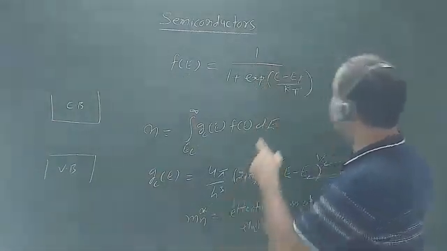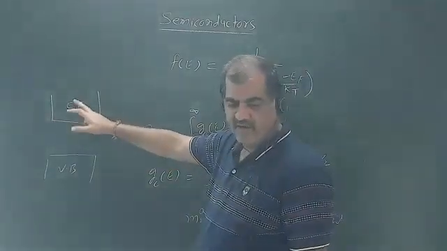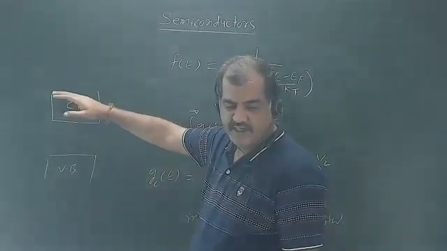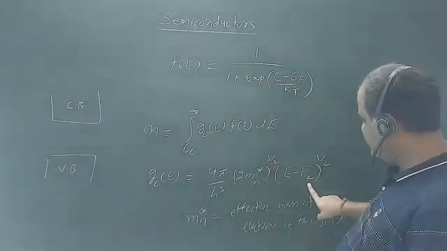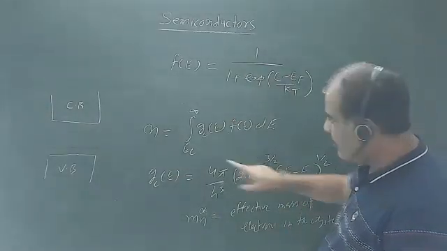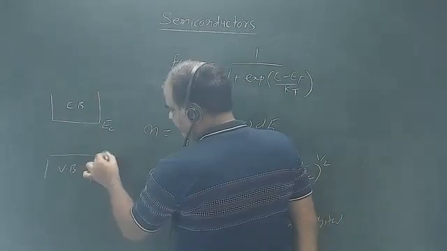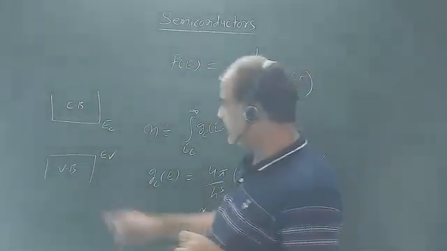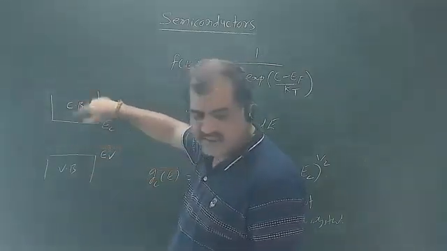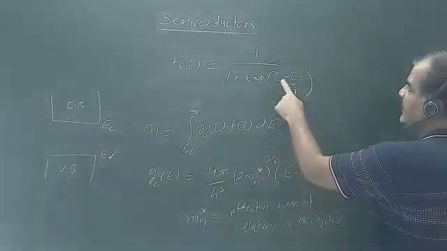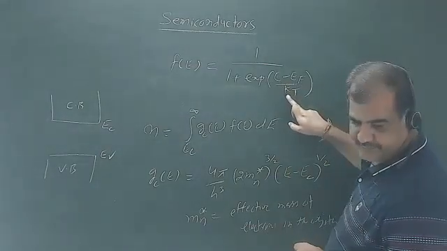Now E minus EF. I want to calculate the number of electrons in the conduction band, so my energy is E minus EC, meaning E is above the conduction band. This is the bottom of the conduction band, and this is the top of the valence band. Since I want the electron concentration here, all levels will be greater than EC, so EC minus EF will be greater than KT.